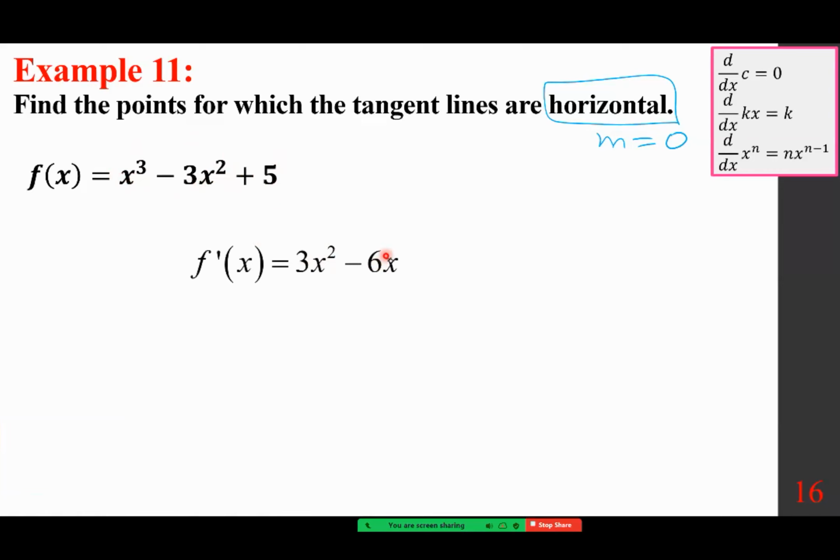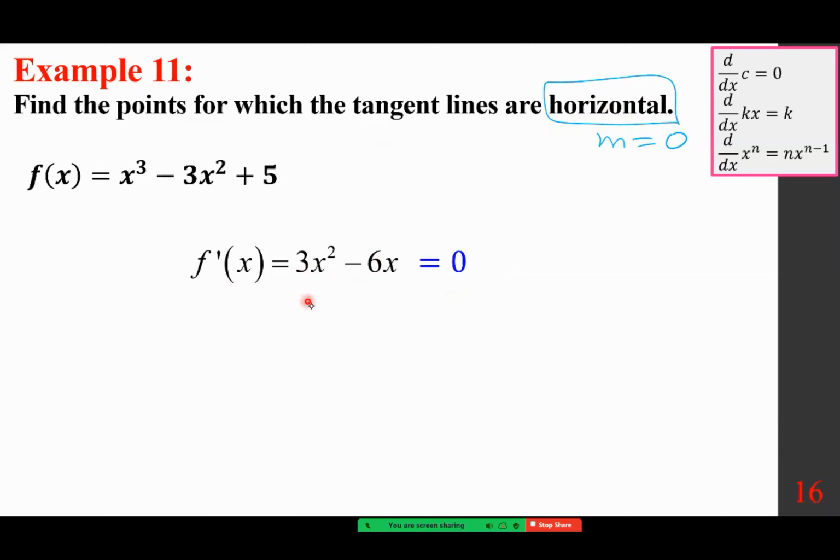And since horizontal lines have 0 slope, and remember, f prime of x represents infinitely many different slopes of tangent lines, you set this equal to 0 to find the points. If they said, for example, find the points for which the tangent lines have a slope of 7, then you would set this equal to 7. Have a slope of -2, you set this equal to -2. That's exactly the same concept. When they say it's horizontal, they don't have to give you the slope. You should know the slope is 0.